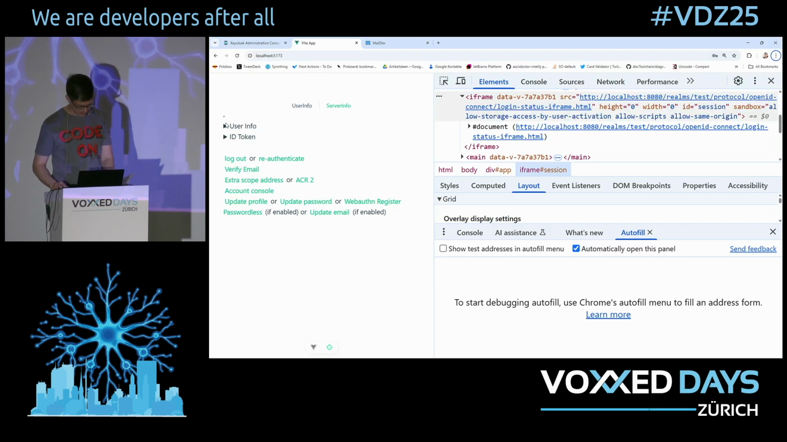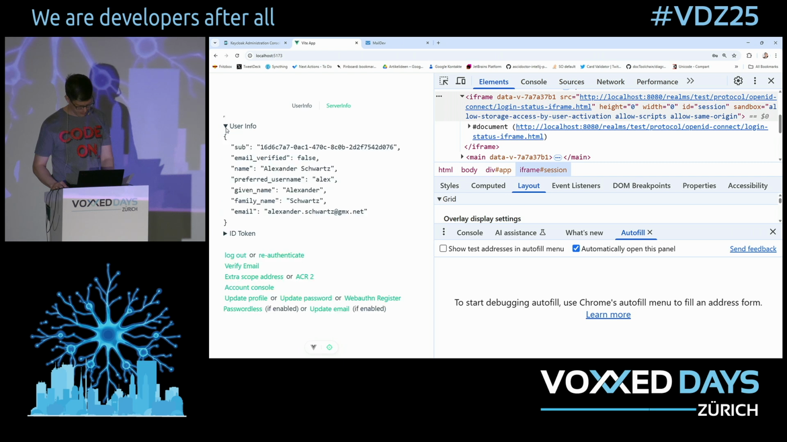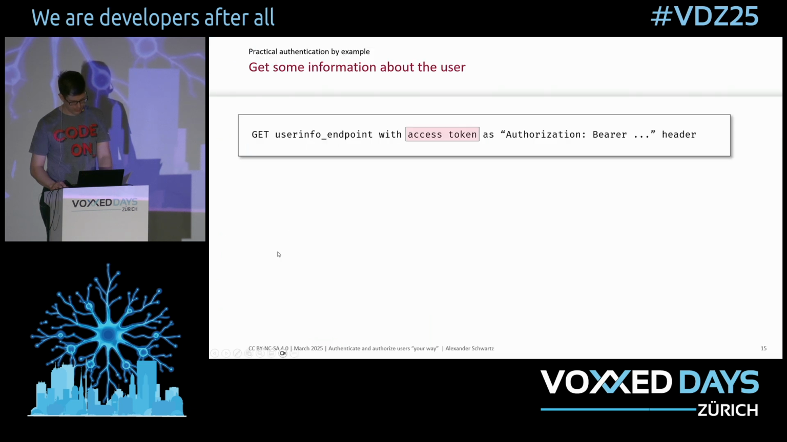So yeah, the user info endpoint, I retrieved the information here already. It tells me, for example, there's the subject, which shows here the UUID. I have a name, also an email address. The email address is not yet verified because I didn't send out a verification by email here. That's again something that Keycloak can handle for you. We will see that in a second, which is good.